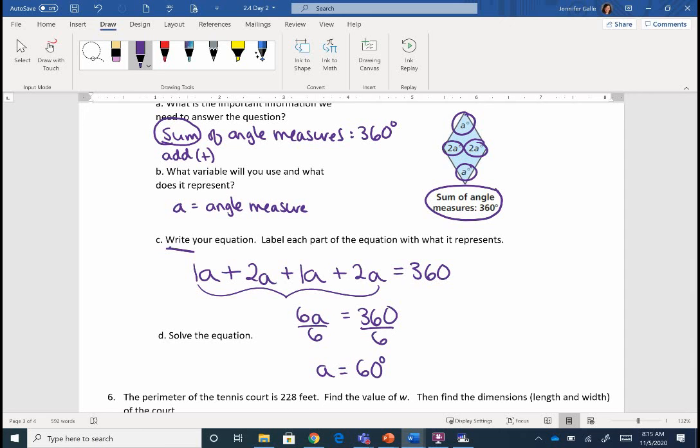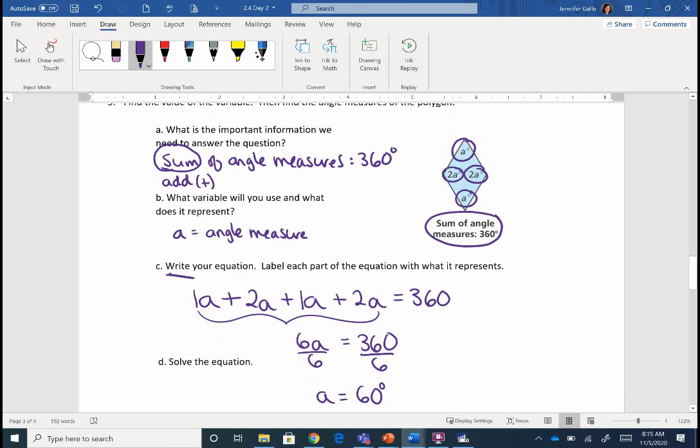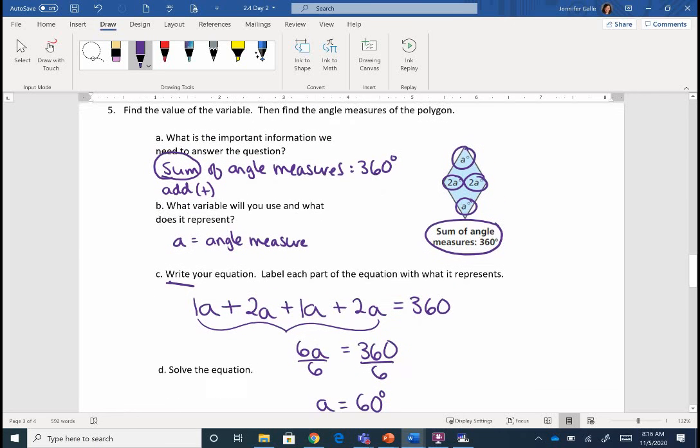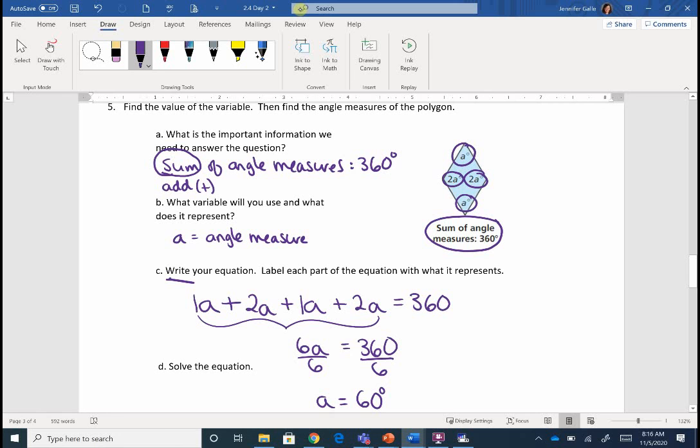All right, so A is 60. And don't forget, guys, we talked about this last time. We want to make sure we're labeling our answers. For this label, we just need a little circle for degrees, so we know what A equals. So that means that this angle measure up top, we know A is 60 degrees.